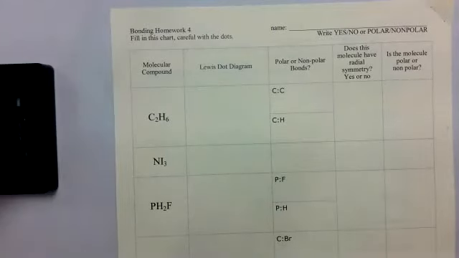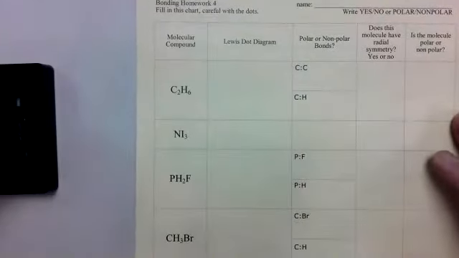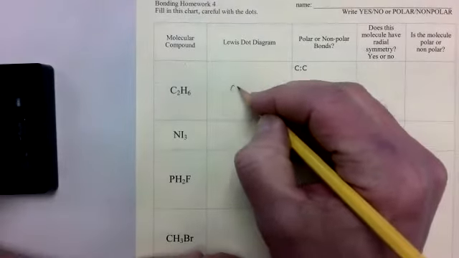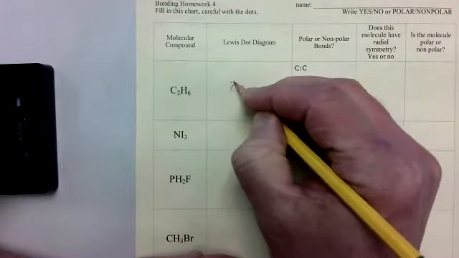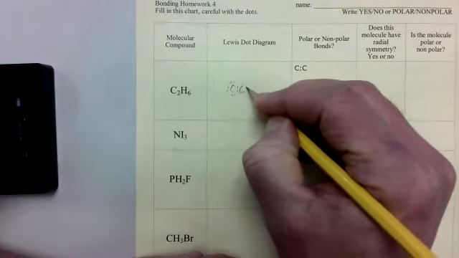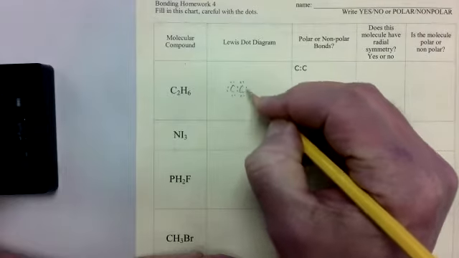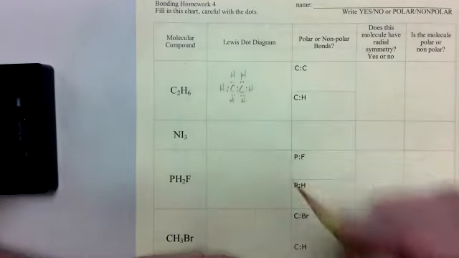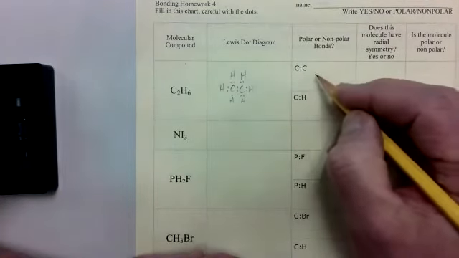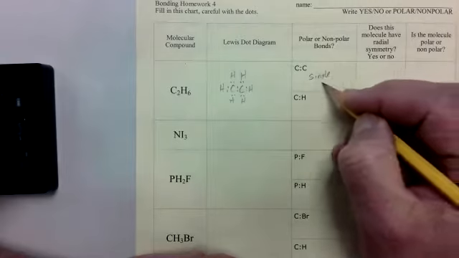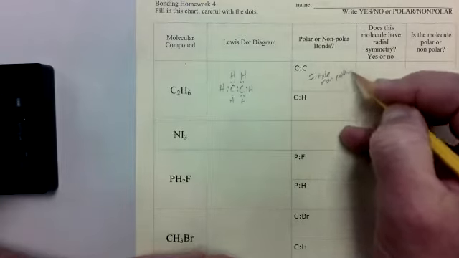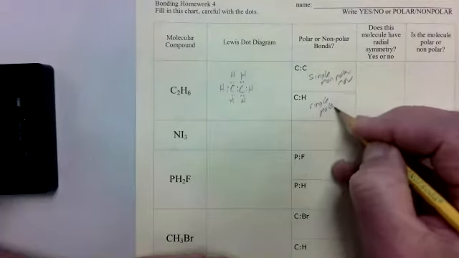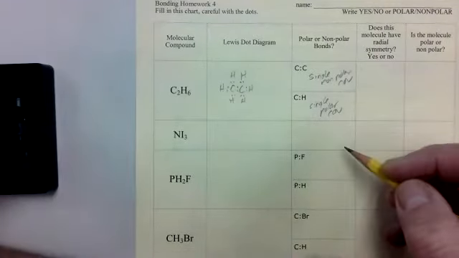Okay, kids, the last of the homeworks. Lewis dot diagrams, and then we're going to describe the bonds. C2H6: carbon makes a bond to carbon, and then each carbon makes 3 bonds to 3 hydrogens. The carbon to carbon bond is a single, non-polar covalent, and these are all single polar covalent bonds.